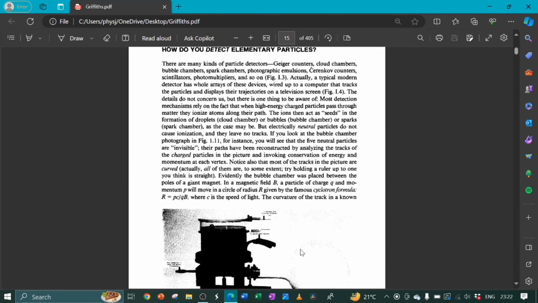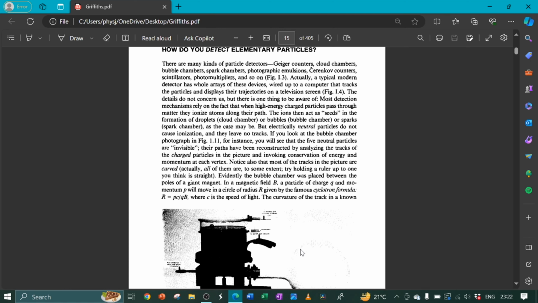The details do not concern us, but there is one thing to be aware of. Most detection mechanisms rely on the fact that when high energy charged particles pass through matter, they ionize atoms along their path. The ions then act as seeds in the formation of droplets (cloud chamber), or bubbles (bubble chamber), or sparks (spark chamber), as the case may be.